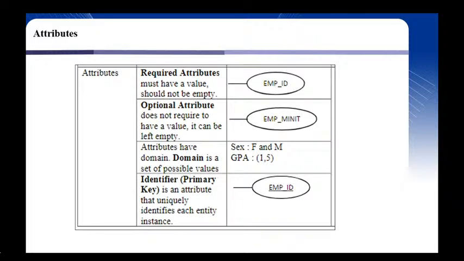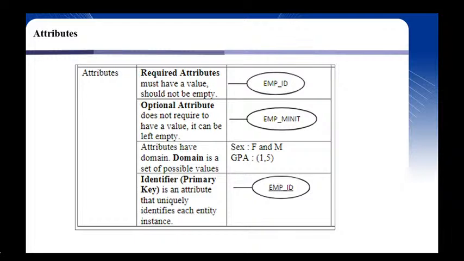Again, the attributes are the characteristics of our entities. There are different kinds of attributes. Number one is the required attribute. The required attribute must have a value and it should not be empty. For example, for an employee we have the employee ID and the name of the employee. If it is a student, we have student ID, student name, student address, and the birth date of the student. Everything that describes the characteristics of an entity is called an attribute.